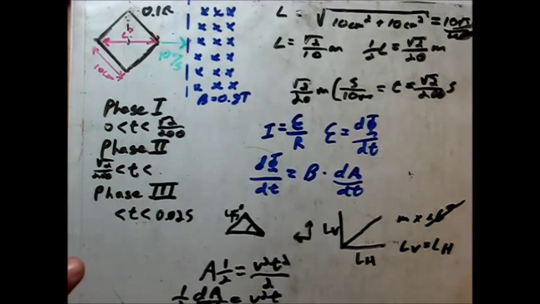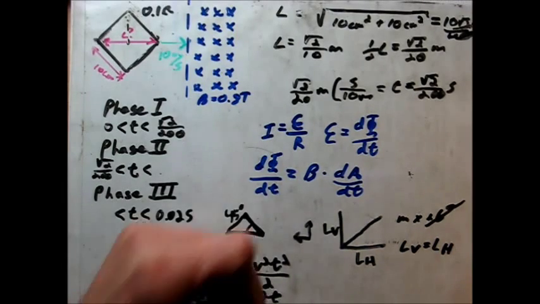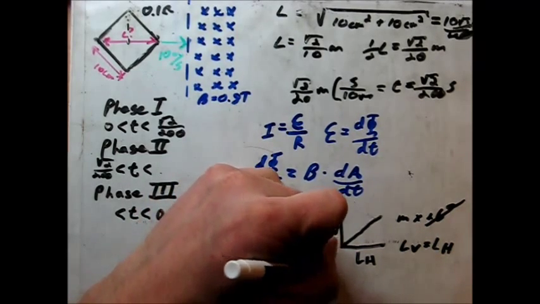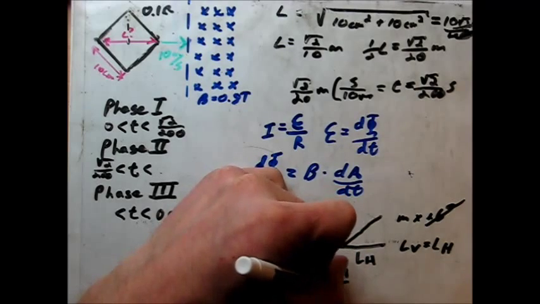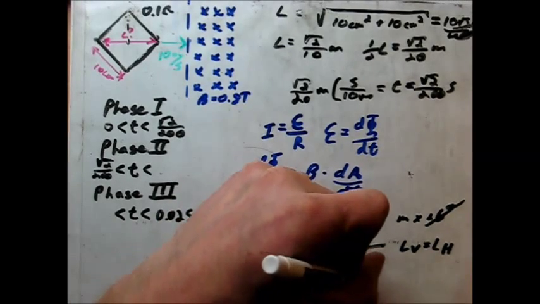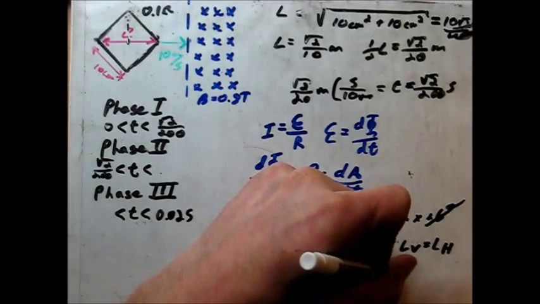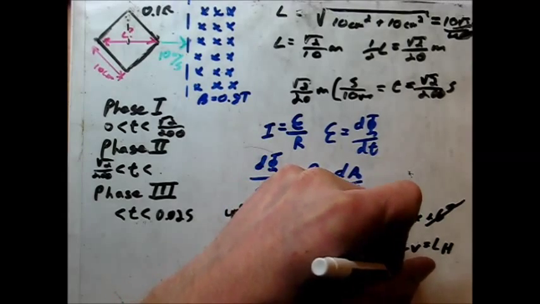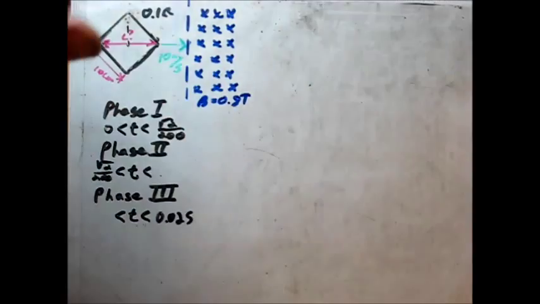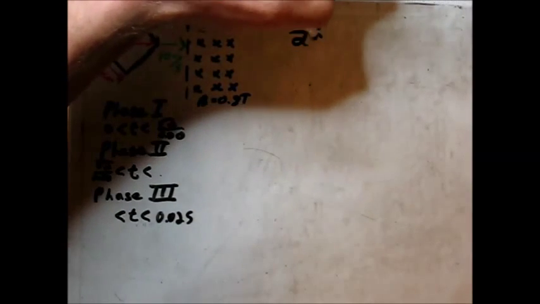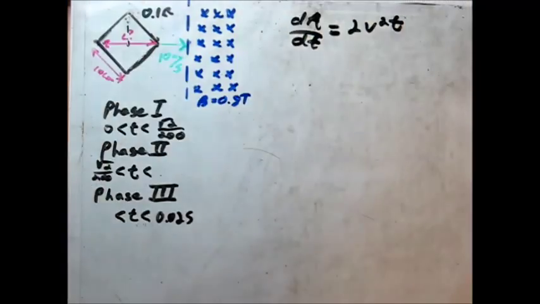Alright, now this is only half the area. If we were to calculate the change of the total area, all we have to do is multiply that by 2. So our total change in area with respect to time equals 2 times the velocity squared times t. We have dA/dt equals 2v squared t. That's where we left off.